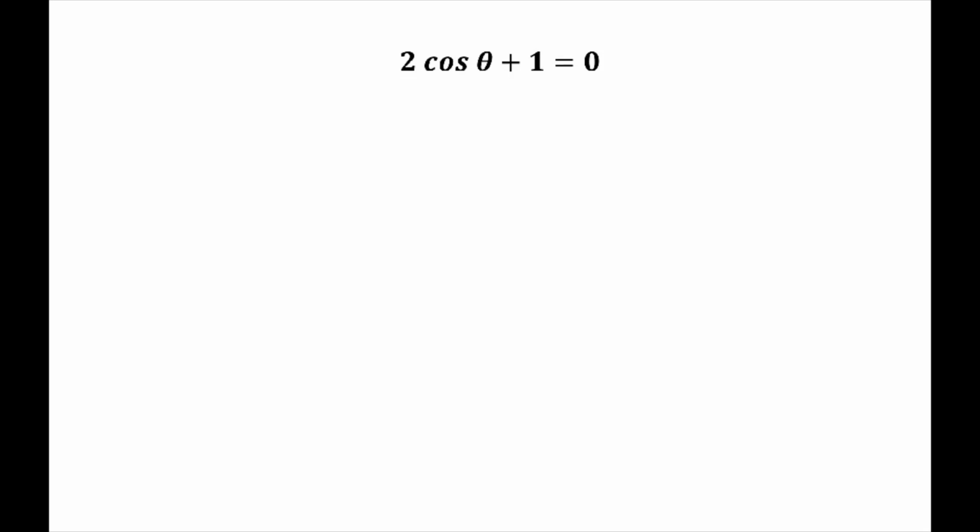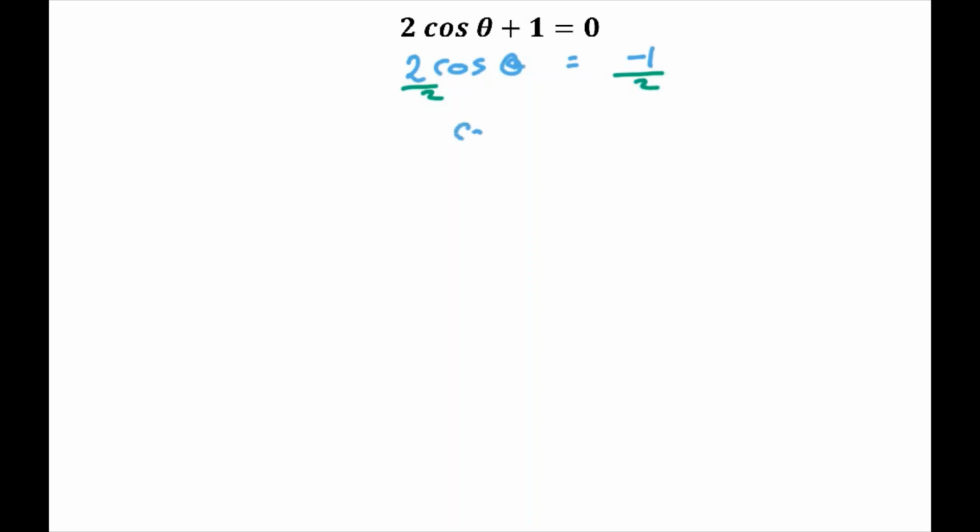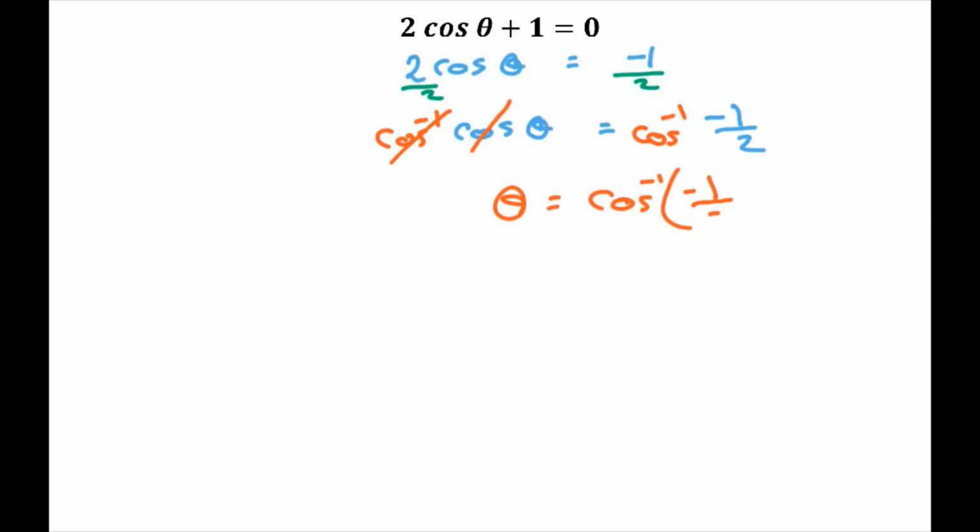Okay. Now, 2 cosine theta plus 1 equals 0. In this case, I'm going to move the 1, divide both sides by 2, and now we want theta, so I'm going to take cosine inverse of both sides. So theta is equal to cosine inverse of -1/2. Cosine inverse of -1/2, if you use the calculator, is 2 pi over 3. 2 pi over 3 is a positive angle. It's in quadrant 2.